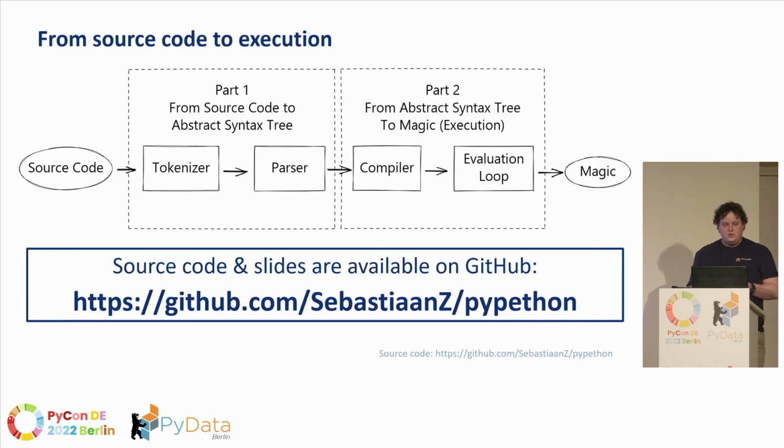So what are we going to do? We're going to start with the source code, and then we're going to make the journey all the way to the magic, to the execution of the source code. And if you want to read along with the source code itself, the things that I've implemented, you can find it on my GitHub page. There's a project called Python in it, because we're going to implement a pipe operator. And there you can check out also the slides of the talk. They're in there as well, in the presentation folder.